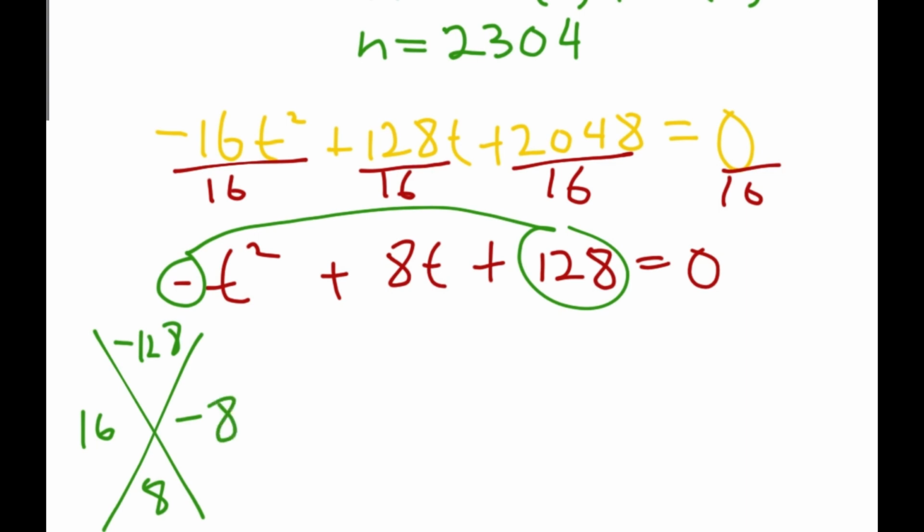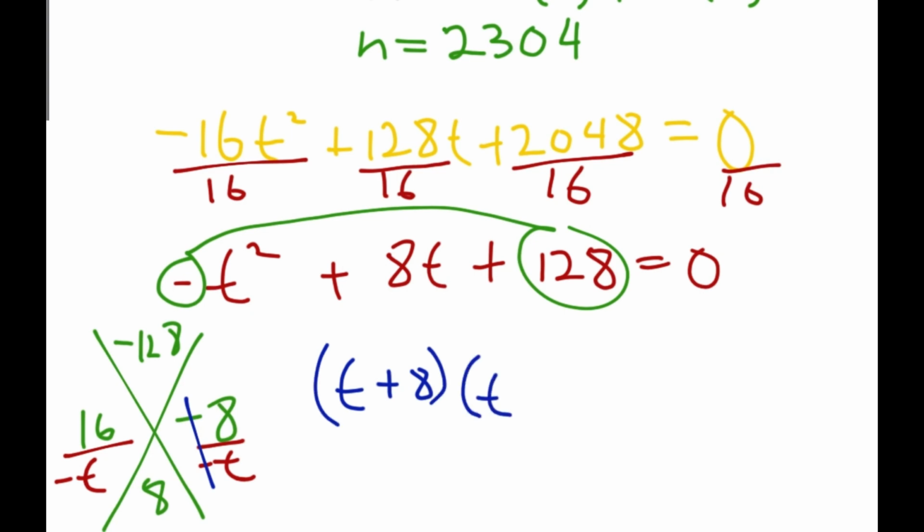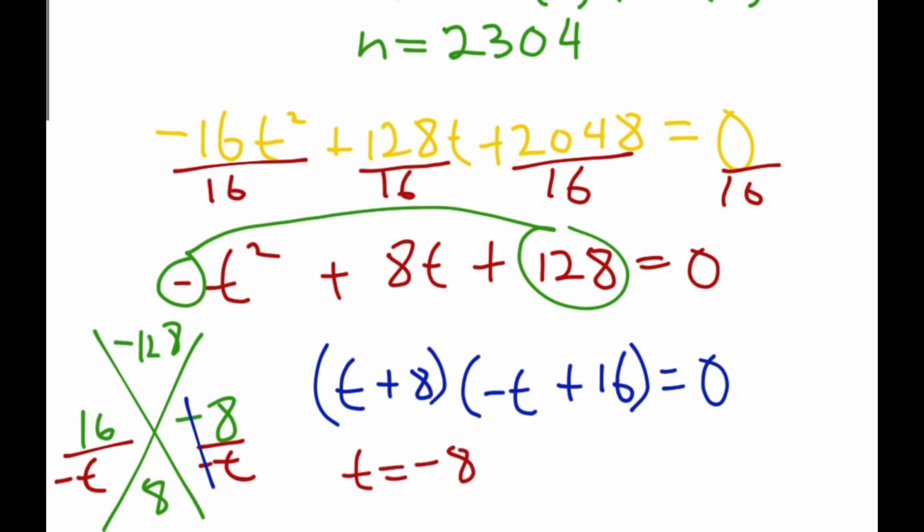And then if you use the magic x, you can divide both of these by negative t and then reduce if possible. The one on the right does. So we should get t plus 8 and then negative t plus 16 equals 0. So my two answers are going to be, we got t equals negative 8, and then we're going to get t equals positive 16 if you solve. So it's going to hit the ground probably at the 16-second marker.